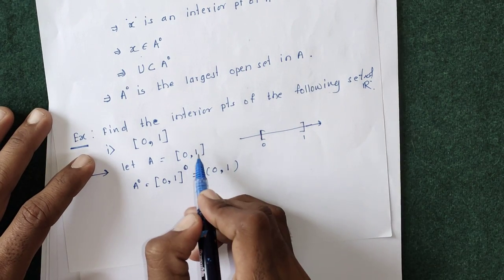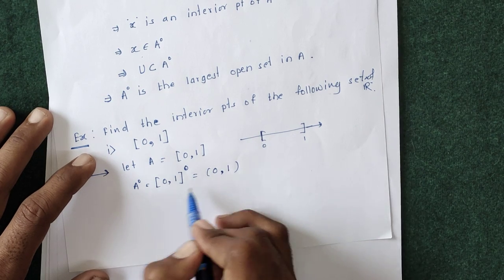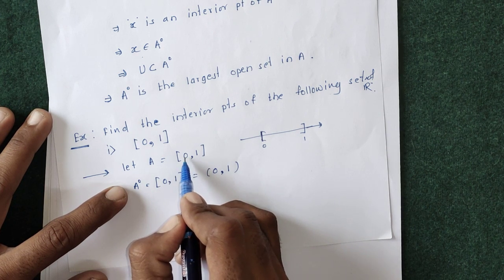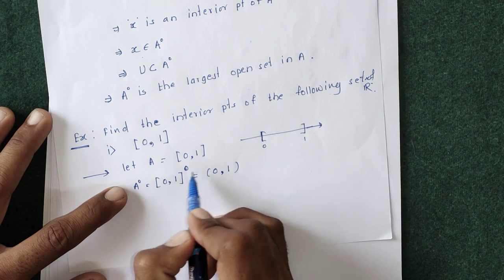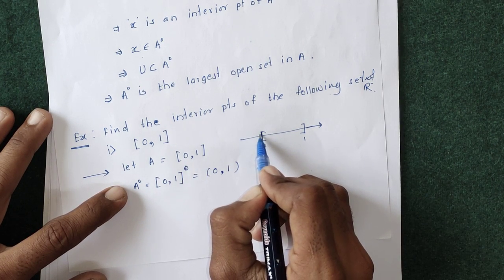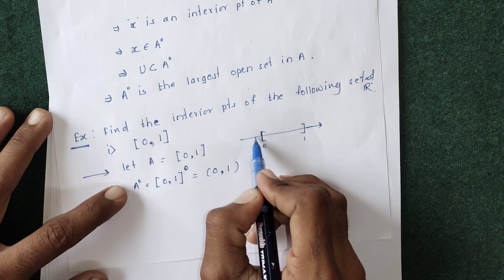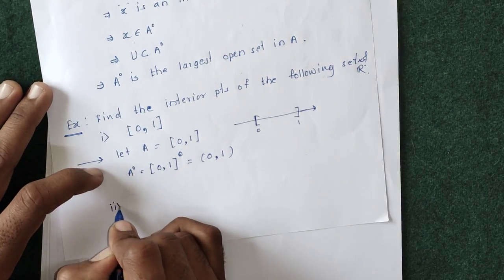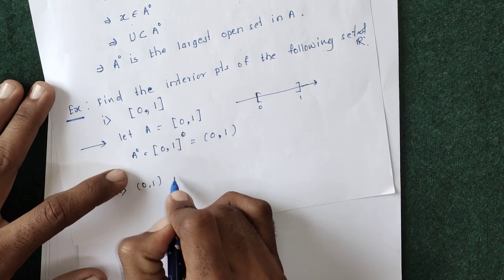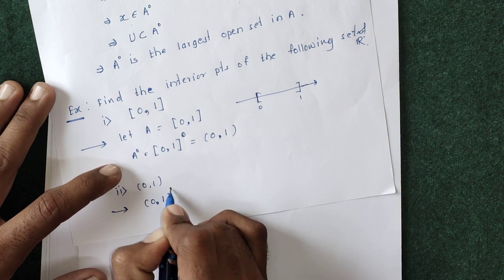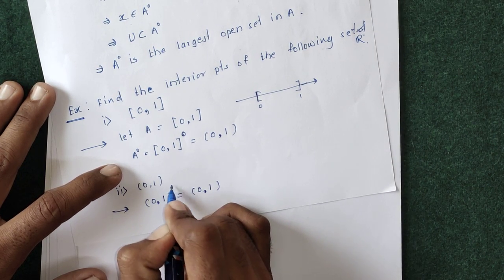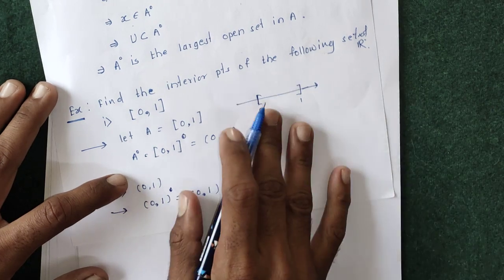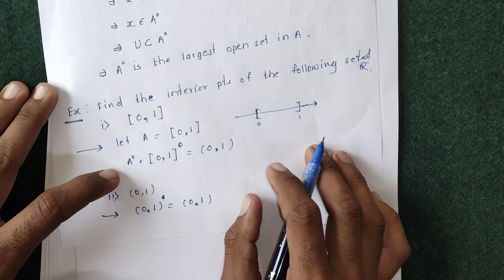Since 0 does not belong to A interior, and also 1 does not belong to A interior, because if 0 belonged to A interior, then we would have to find some radius greater than 0 so that the open sphere centered at 0 lies inside the set. But for 0, if we take any small radius, the open sphere goes outside the set. Similarly 1 does not belong to A interior. If you take the second example, the open interval (0,1), its interior is the open interval (0,1) itself, because it is an open set in the real line, and A is open if and only if A equals its interior.